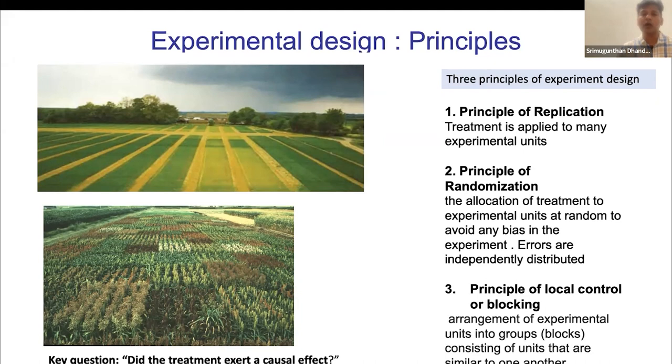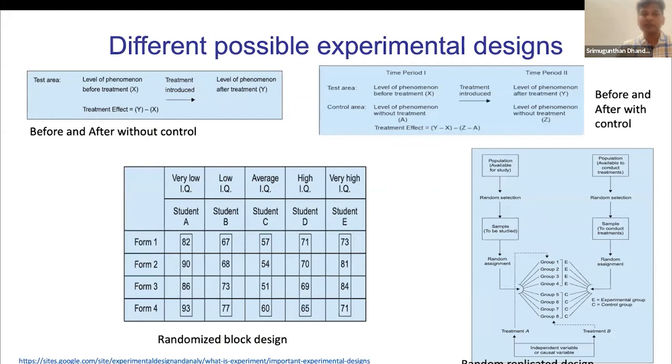With these three principles, you can apply them and come up with several possible experimental designs. I'll give a brief on some of these designs, and then we will see why randomized control is one of the experimental designs.